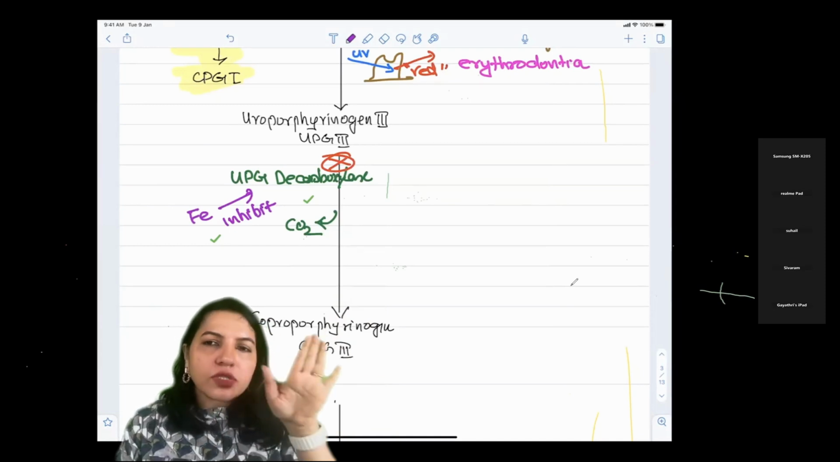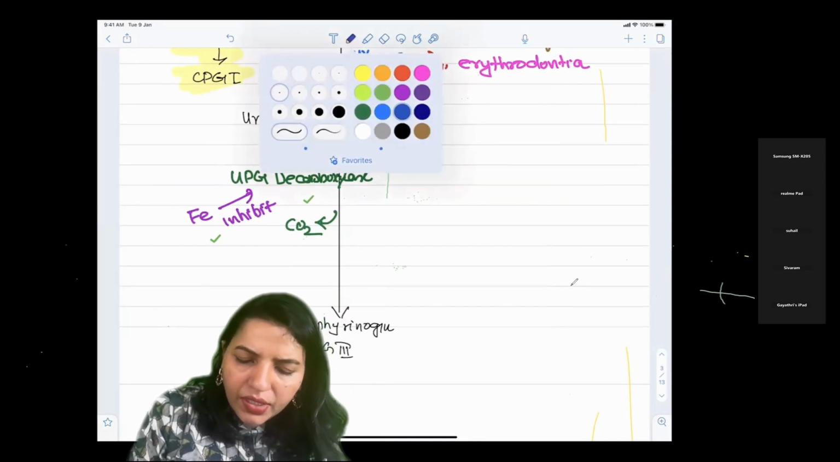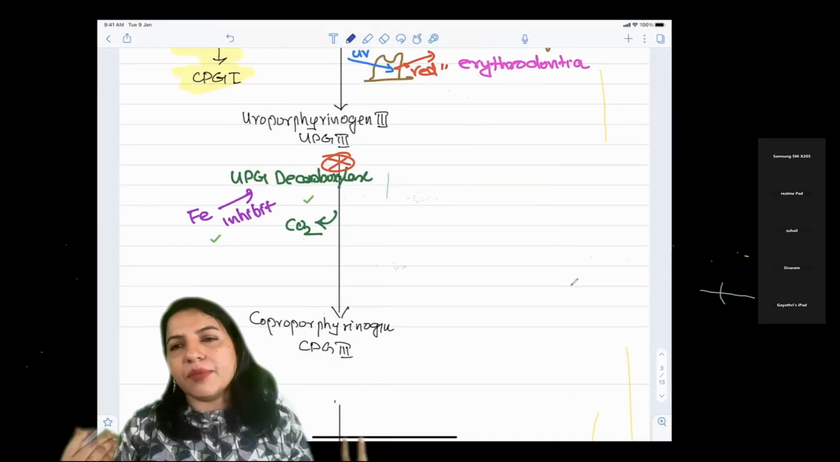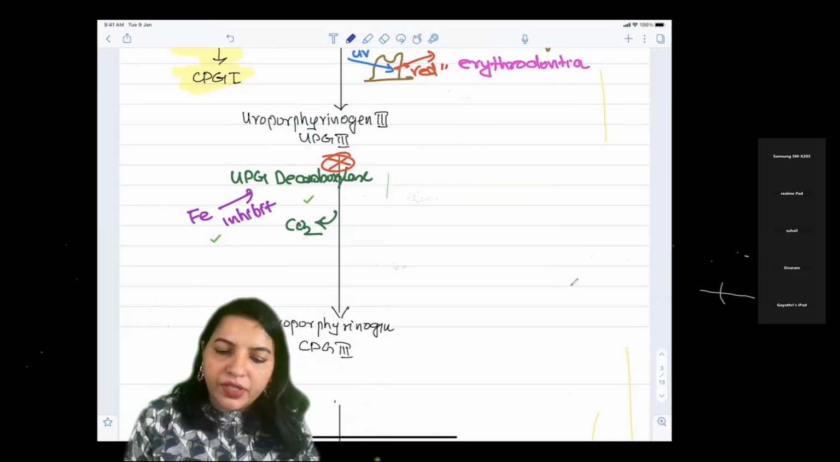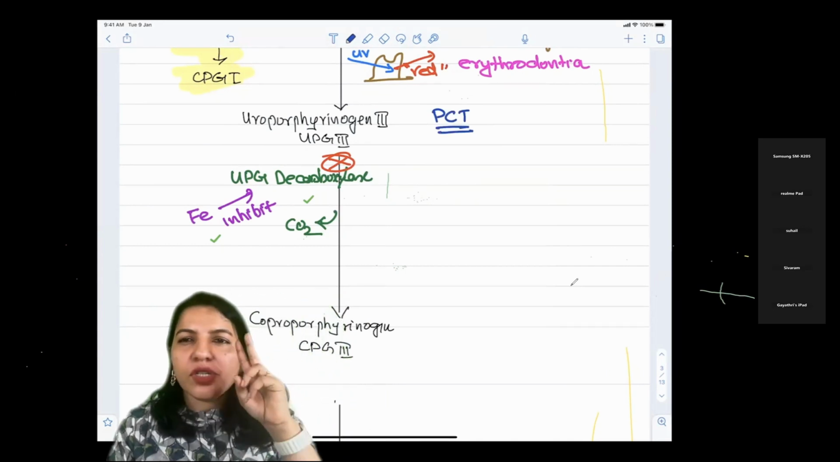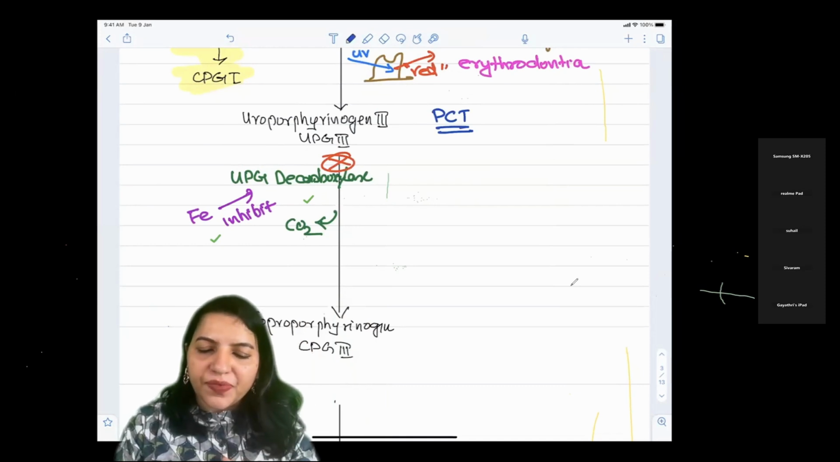I'll tell you later. So if there is a defect in the UPG decarboxylase, it causes a very, very commonly known porphyria. I think you know only this name every time when I ask about porphyria. That name is PCT. Usually only two names come to your mind: one is PCT, the second is AIP. What is PCT?